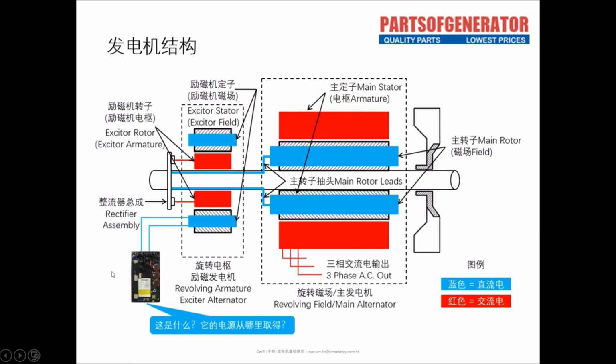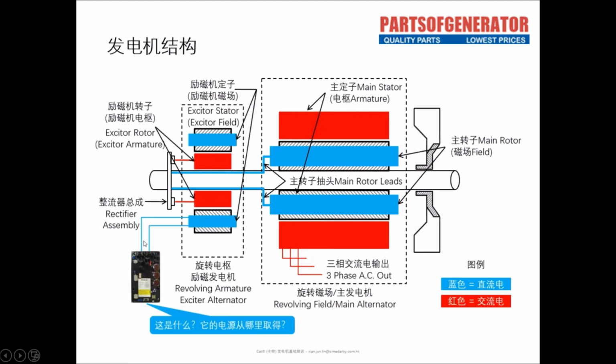Looking to the left, it is the excitation generator. The excitation generator is just the opposite of the main generator. Its stator requires direct current, excitation, and then its rotor emits alternating current.